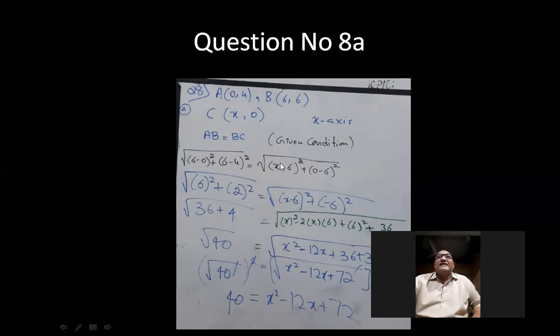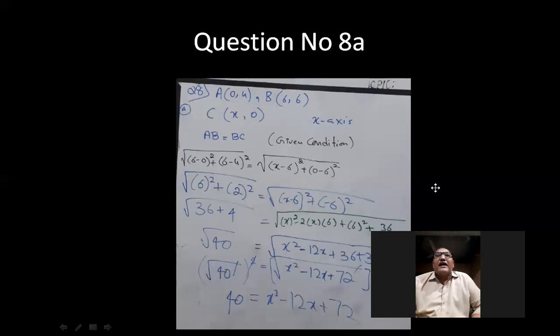On the other side, the right side, you have BC. That's the given condition that AB length is equal to the BC length. So we will apply the distance formula on the points B and C. So you will have (x minus 6) whole square plus (0 minus 6) whole square, under a square root. Here 6 square will be 36, 2 square will be 4.